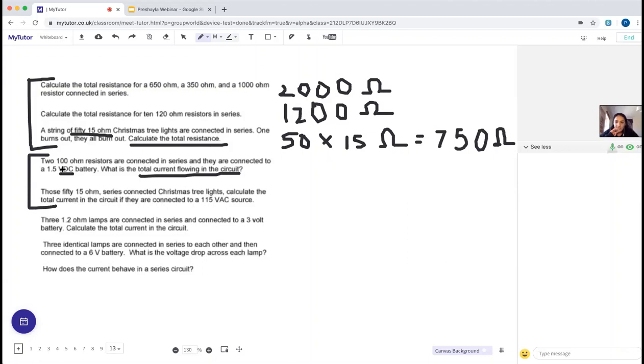So VDC just means the voltage. So the V means volts, and then DC means direct current. The 50 from here is from the question. So I've just seen someone ask where the 50 comes from. So a string of 50 15 ohm Christmas tree lights. So 50 times 15 ohms.